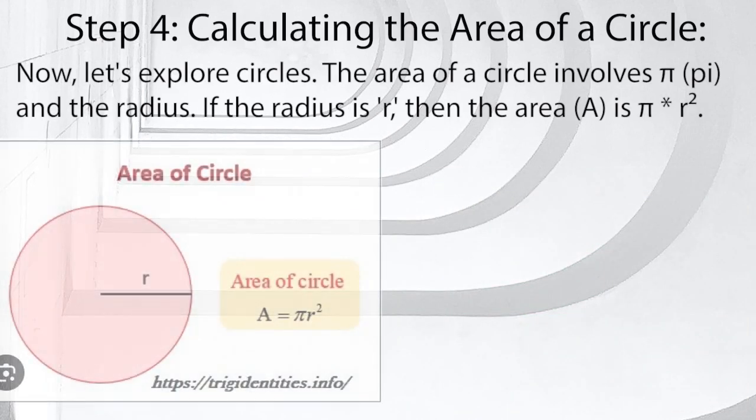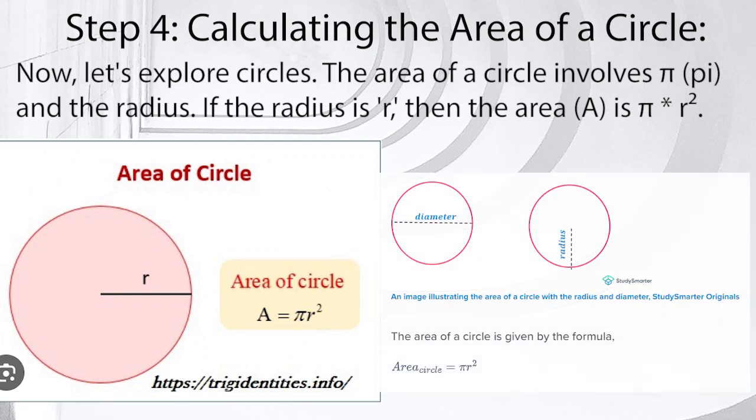Step 4: Calculating the area of a circle. Now, let's explore circles. The area of a circle involves pi and the radius. If the radius is r, then the area, A, is pi times r squared.